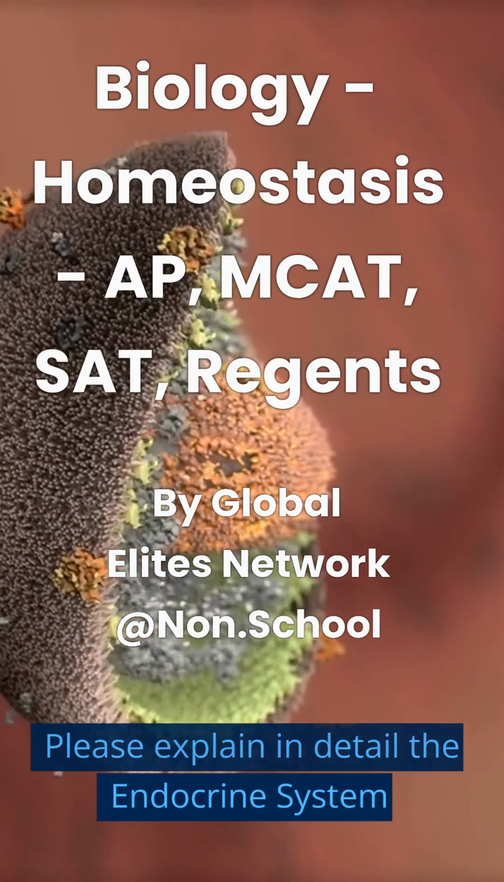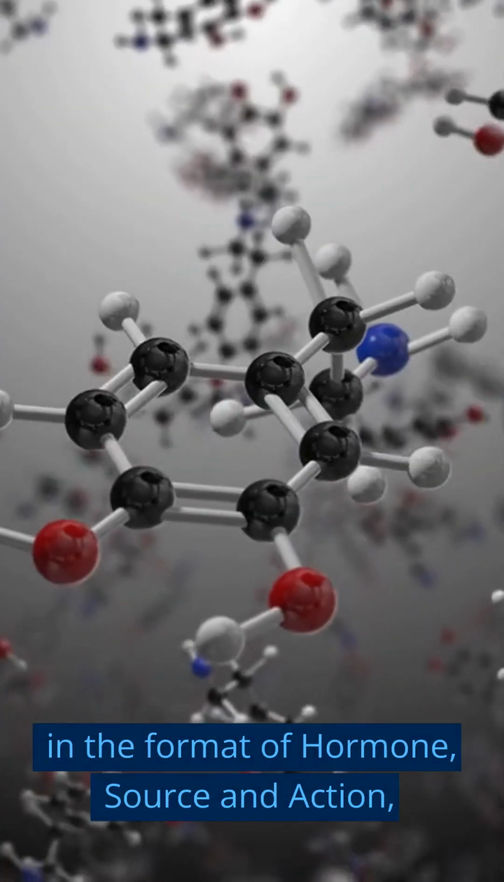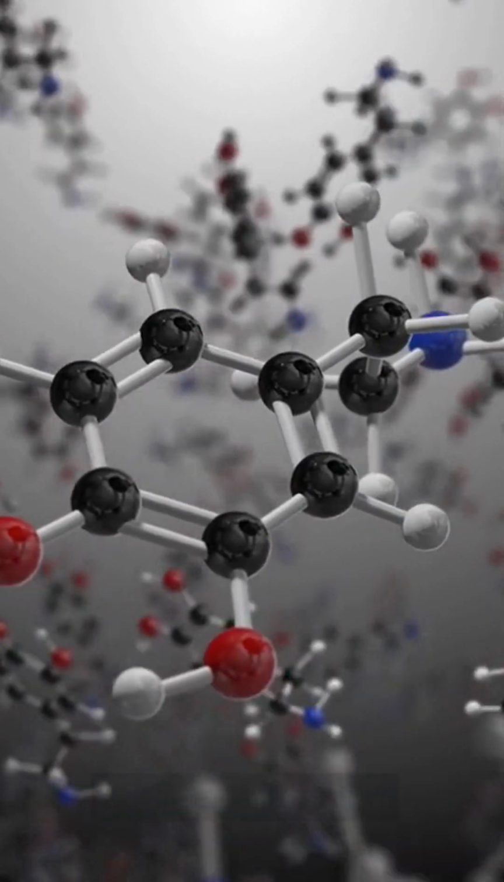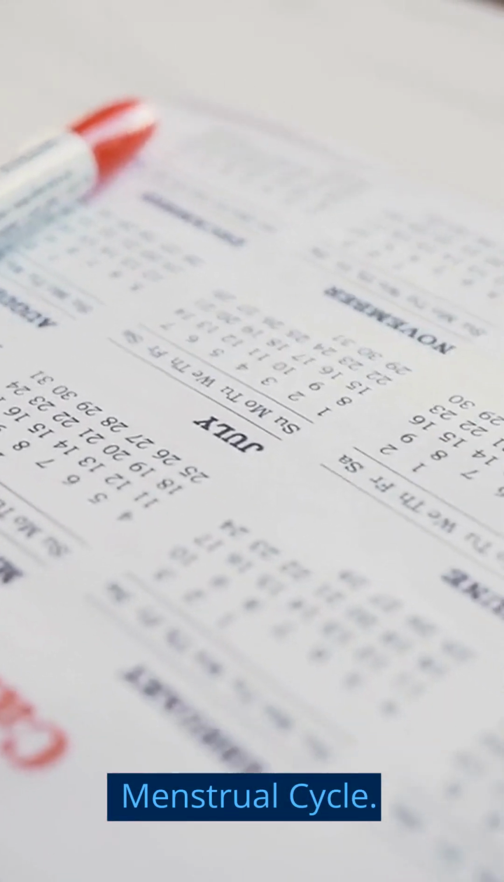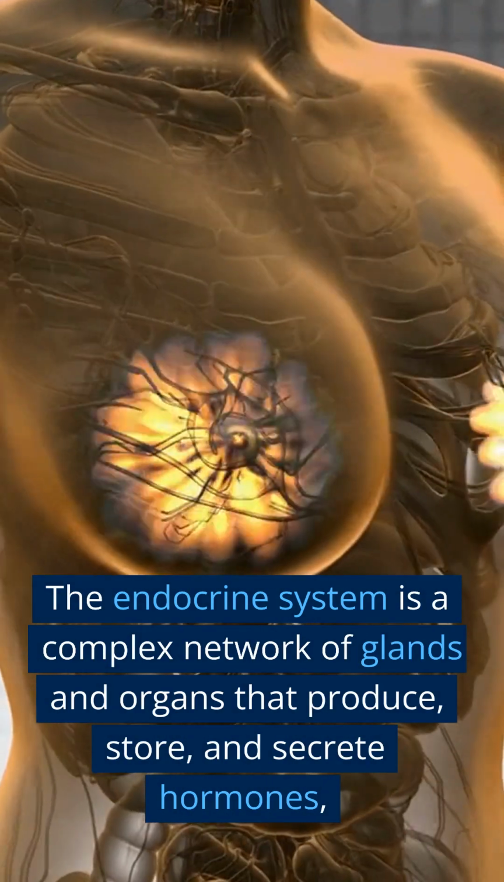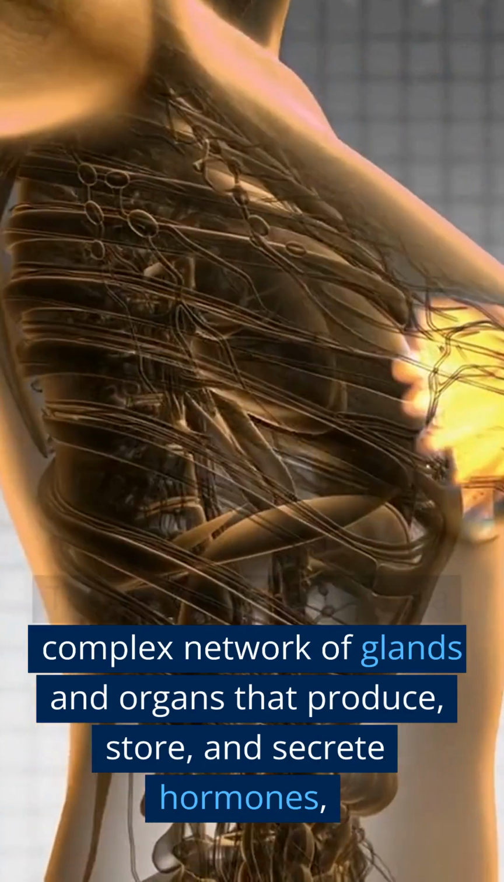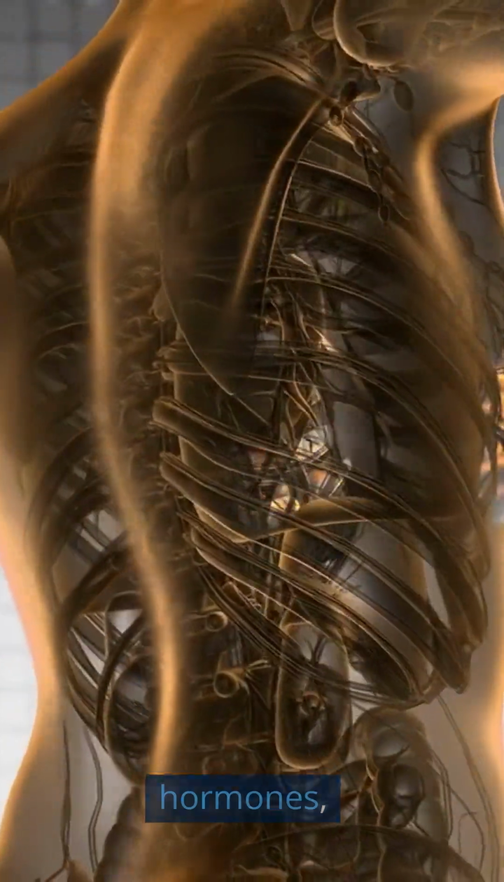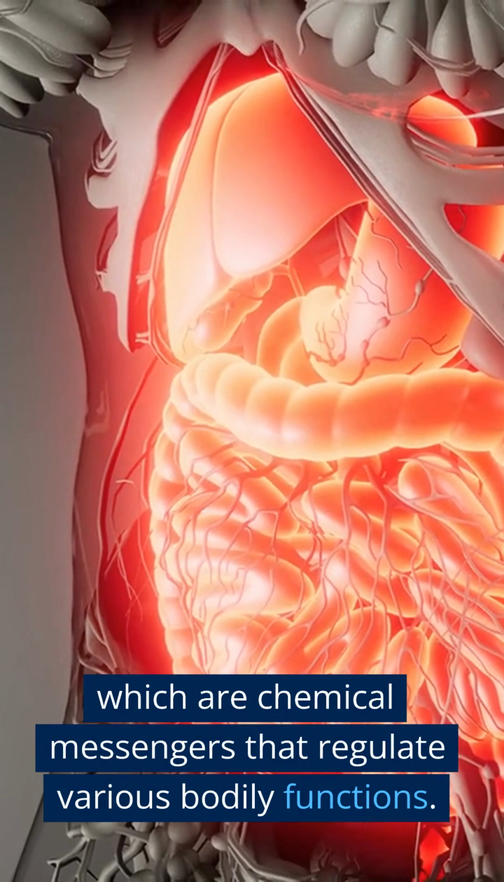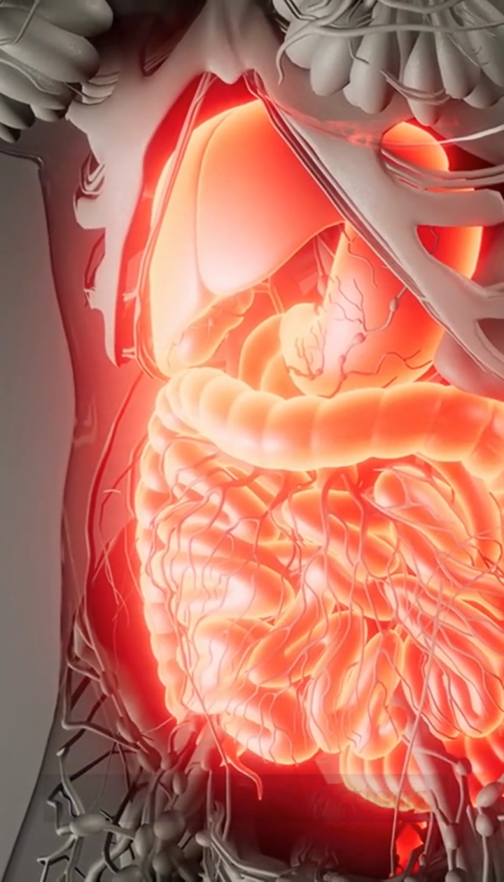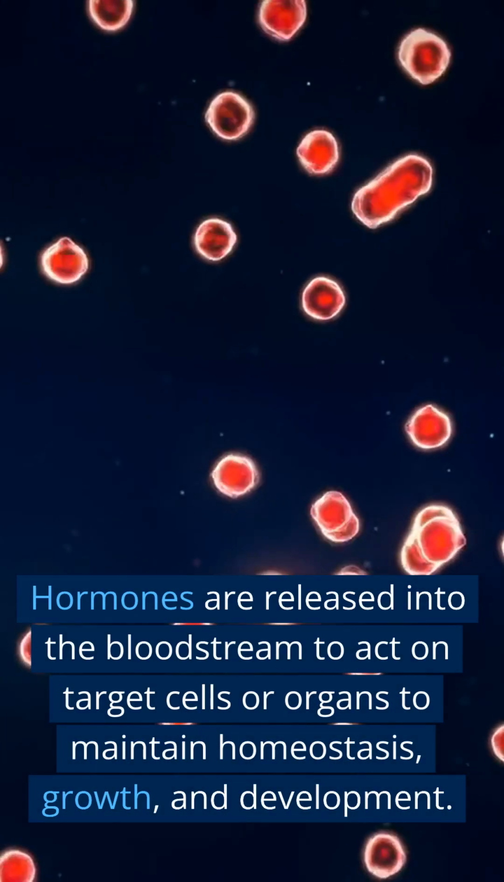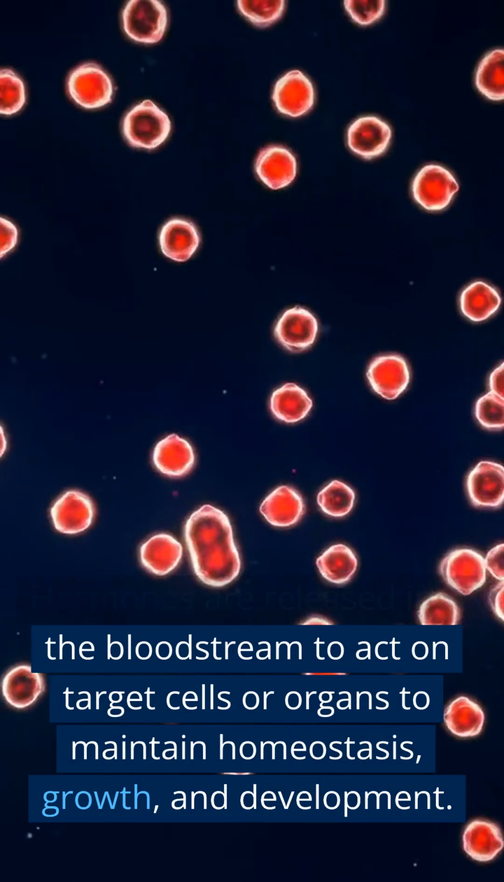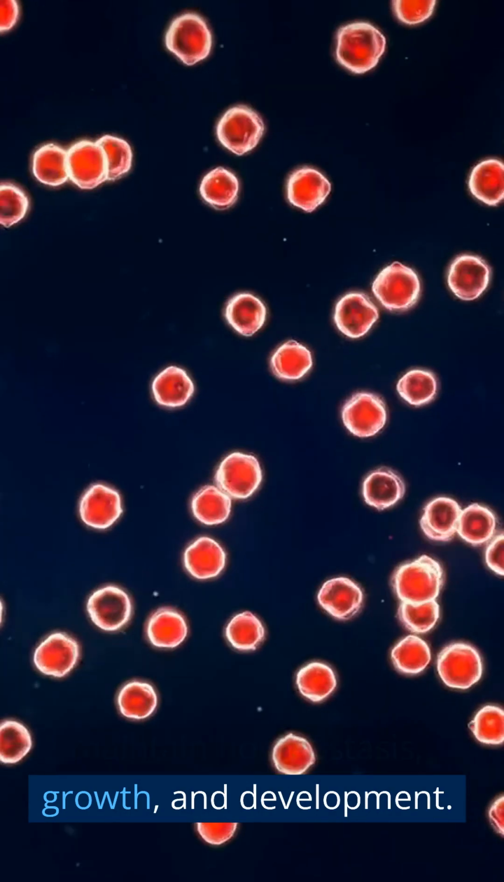Please explain in detail the endocrine system in the format of hormone, source and action, and 4 stages of menstrual cycle. The endocrine system is a complex network of glands and organs that produce, store, and secrete hormones, which are chemical messengers that regulate various bodily functions. Hormones are released into the bloodstream to act on target cells or organs to maintain homeostasis, growth, and development.